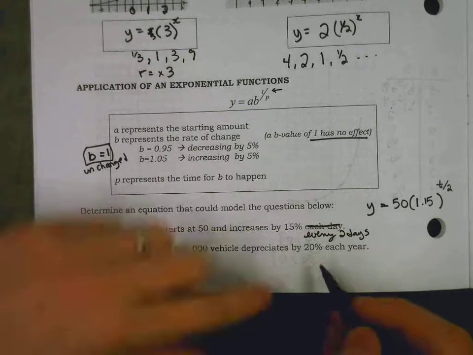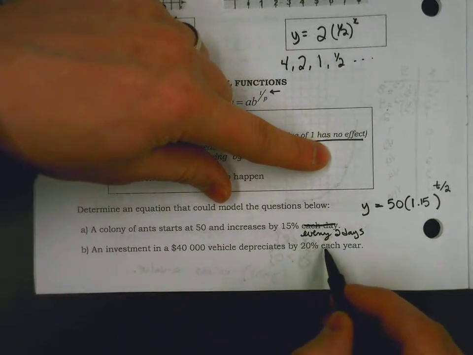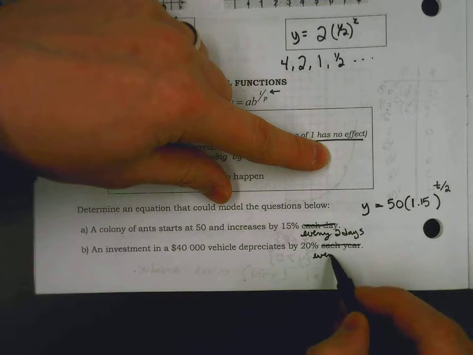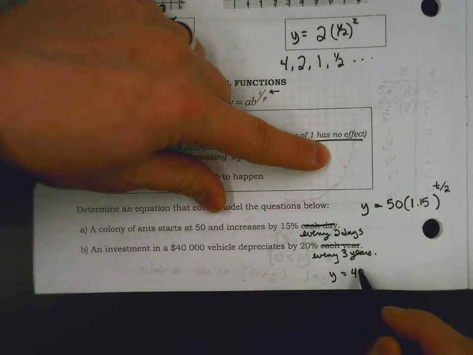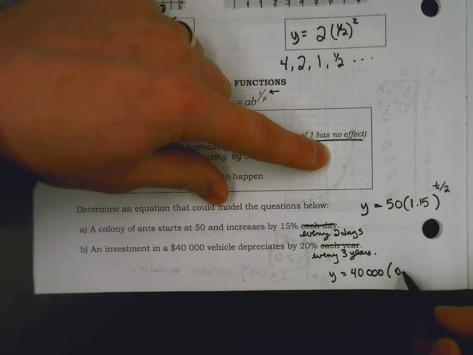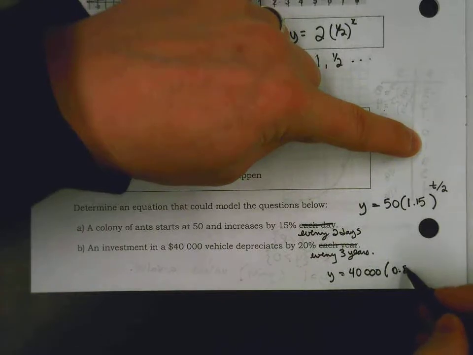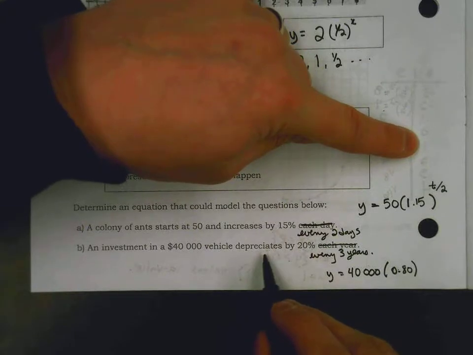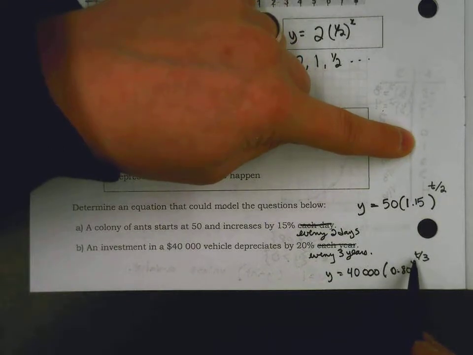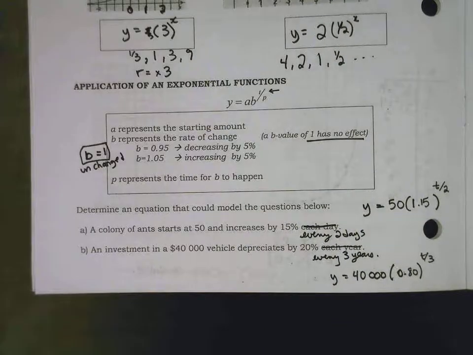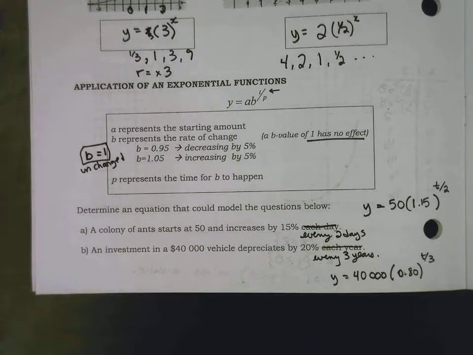Simple as that. What about an investment that depreciates by 20% every 3 years? We could say that a $40,000 starting amount loses 20% or keeps 80%. We're 20% away from 1. That's what we're losing. So we're keeping 80% every 3 years. And now input is going to be in years. So if I want to plug in 5 years, 5 goes into the t. This is a way to model exponential equations, which we're going to build on in the next day. But this is a nice starting point.